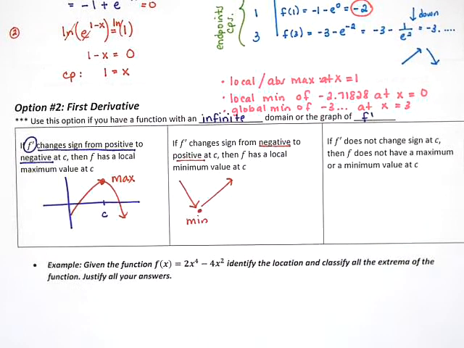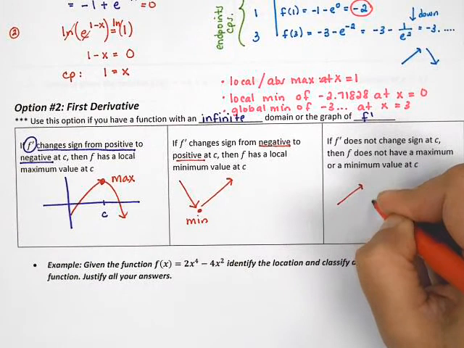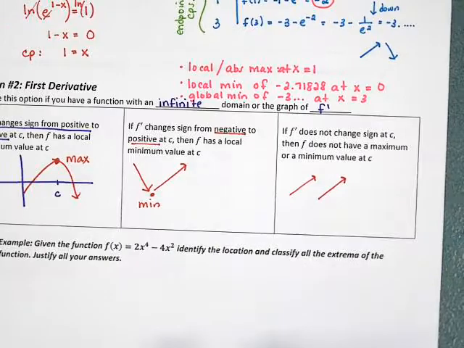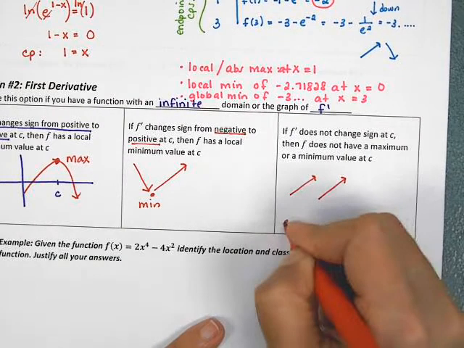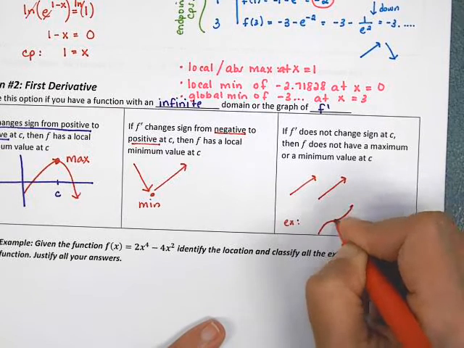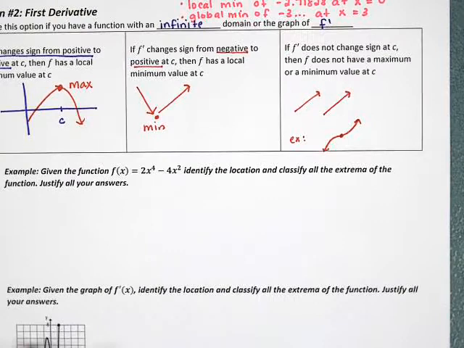And if f prime does not change signs, so if you're going uphill and then you continue to go uphill even though your slope reached a value of 0. An example of this kind of graph would be x cubed, which looks like this. The slope would be 0, it's just that you go uphill on both sides, then there's not a max or a min there. So for example, if I give you the function f of x and say identify the location of and classify all of the extreme values, here's what you would do.